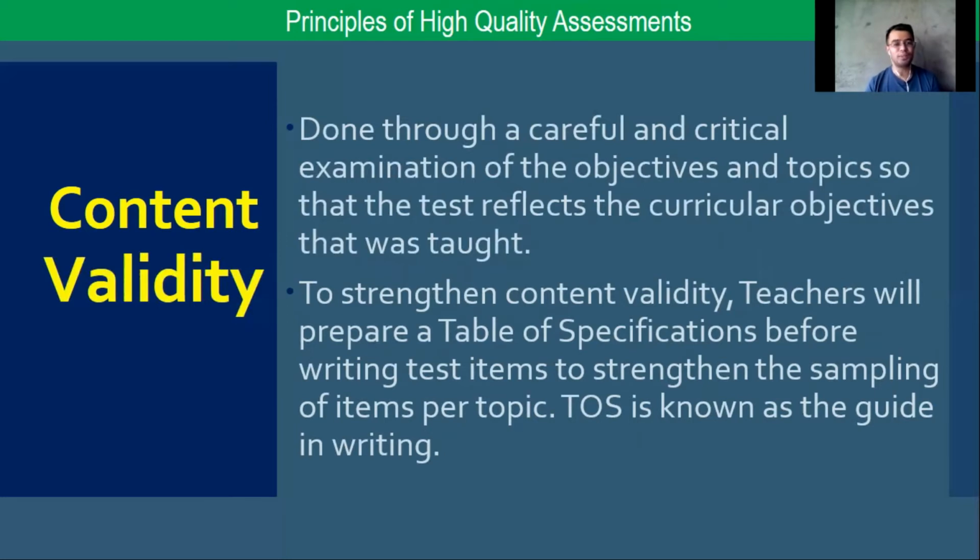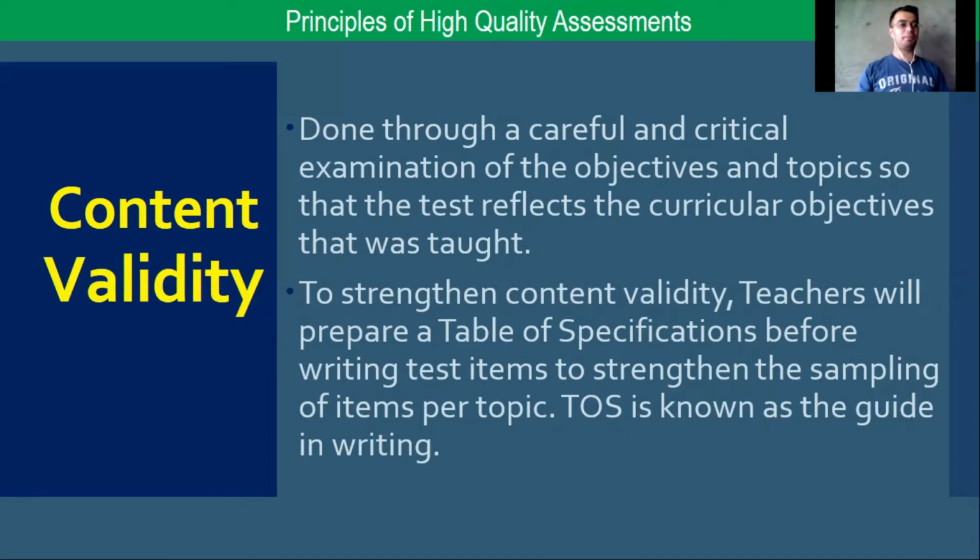So again, how do we strengthen content validity? We need to prepare TOS. Now let us remember the first step in doing TOS. We need to go back to the topics, or we need to review the objectives of the things that we have discussed. We are preparing TOS to strengthen the sampling of items per topic, meaning we distribute the number of items. Topic 1, these are the number of items.